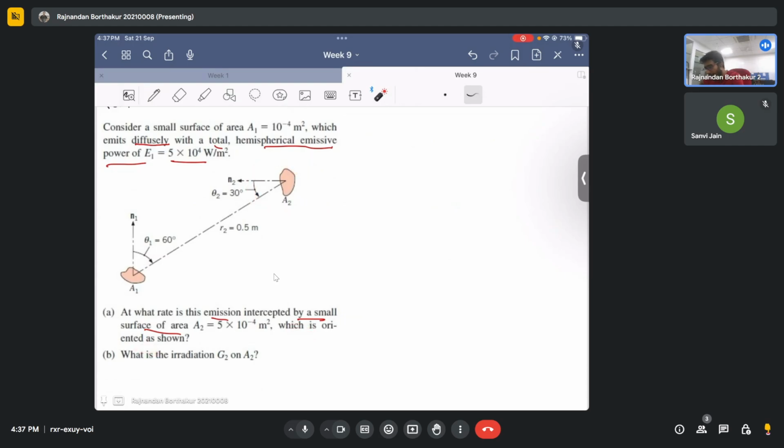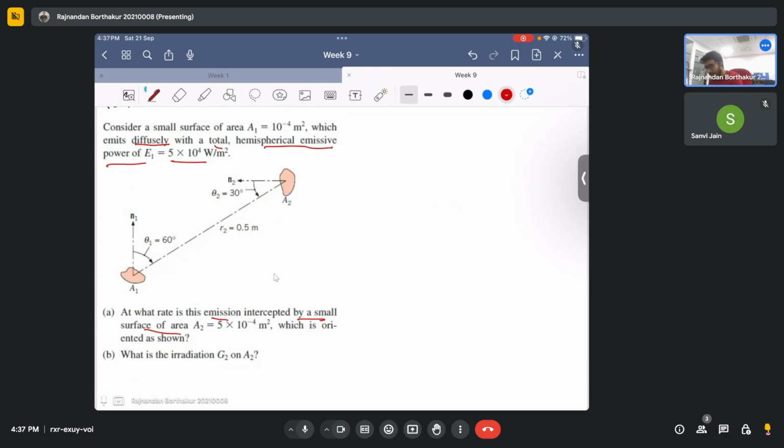So they're asking that if A1 is a diffuse emitter and it is emitting radiation in all possible directions, then what is the rate of this emission coming from A1 that is intercepted by A2, which is placed at this particular orientation from A1. The orientation is given, and finally they are also asking what is the irradiation G2 on A2, that means the radiant energy that is falling on A2 that is coming from A1. These are the two things they are asking.